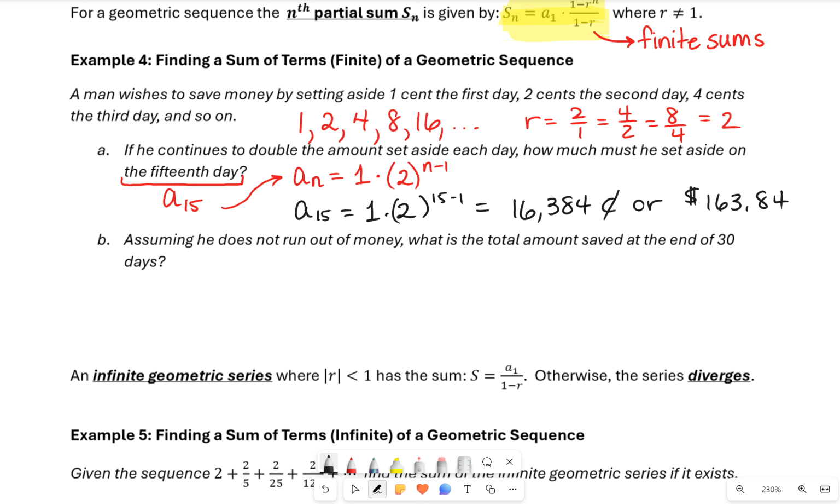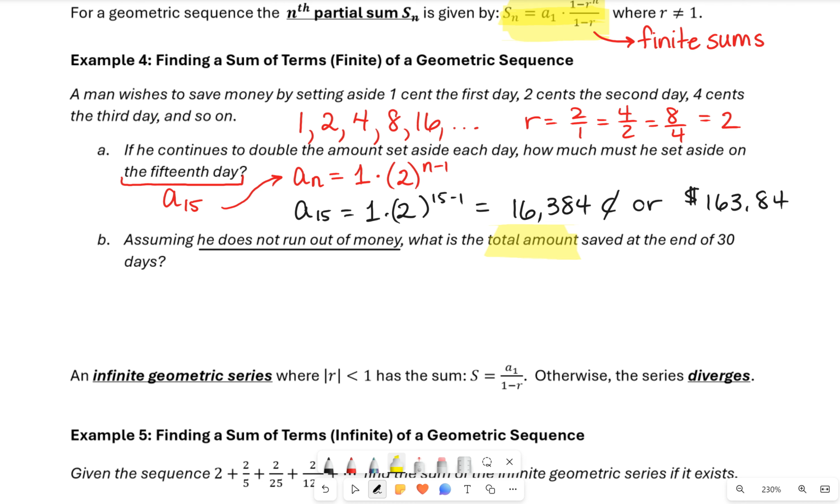So on the 15th day, this man has to deposit that much money into his savings. Let's assume he does not run out of money. So it just keeps going. What is the total amount that he saved at the end of 30 days?